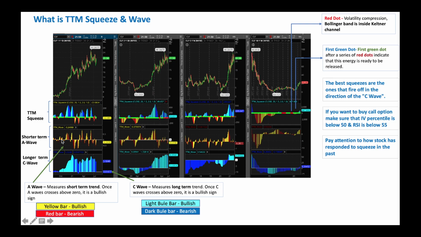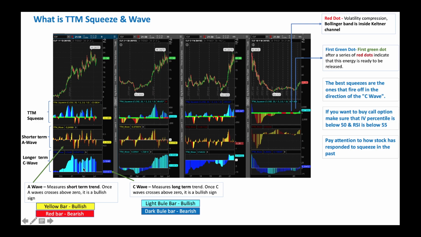You can also look at the shorter term A wave. If the shorter term A wave is above zero, then it's bullish. If it's below zero, it's bearish. But according to John Carter, you can ignore the short term wave for the most part and trade in the direction of the longer term C wave.